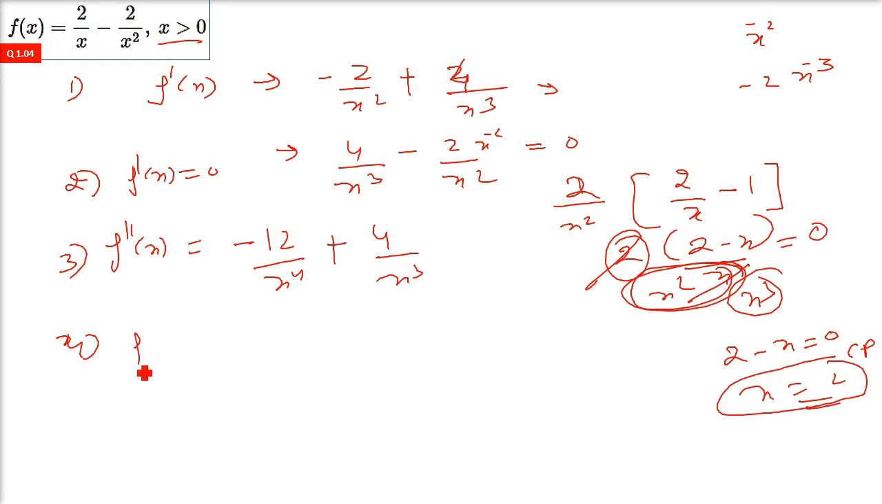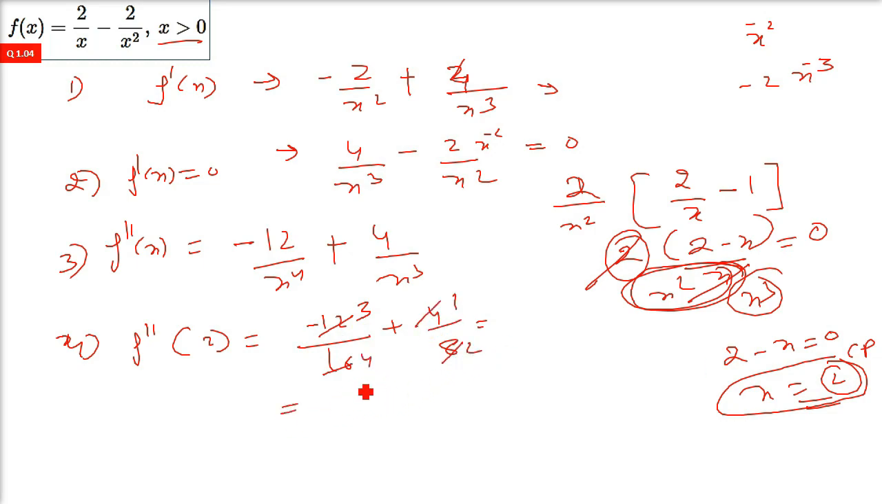And then in f double dash, we are going to place x as 2. So I'm now replacing x by 2 here. So minus 12 divided by 2 raised to 4, 4 divided by 2 raised to 3. When you simplify it, you can see that there will be a certain value. Let us simplify it by 4. So you get 3 by 4, and this is 1 by 2. 1 by 2 minus 3 by 4. So 4 minus 6 by 8. You get negative 2 by 8, that is negative 1 by 4.